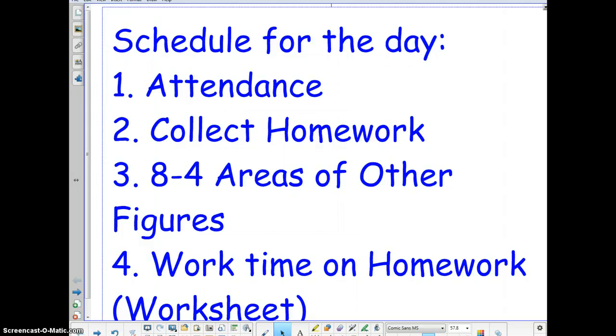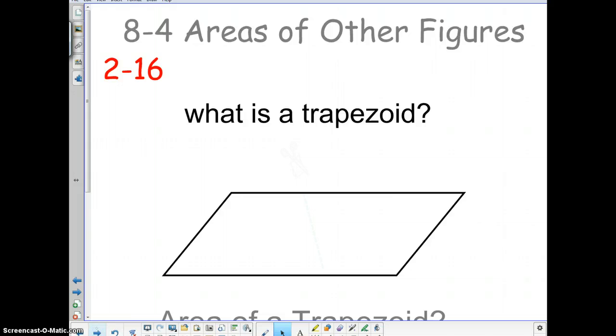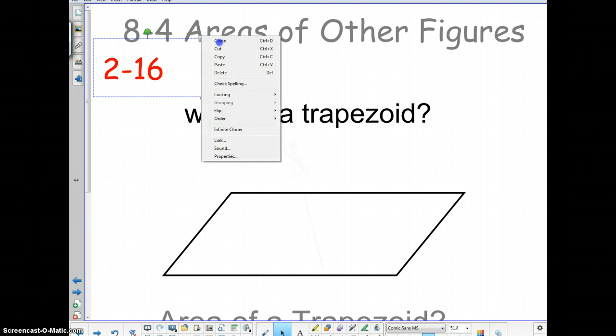Our main part of the lesson today is going to be on 8.4, areas of other figures. I'll explain more about that once we get there. And today, your homework will be on the 8.4 worksheet. You'll choose between the practice or reteaching versions. So, you should have notes printed out for you. The first slide is as follows. It probably will not be 216 today.